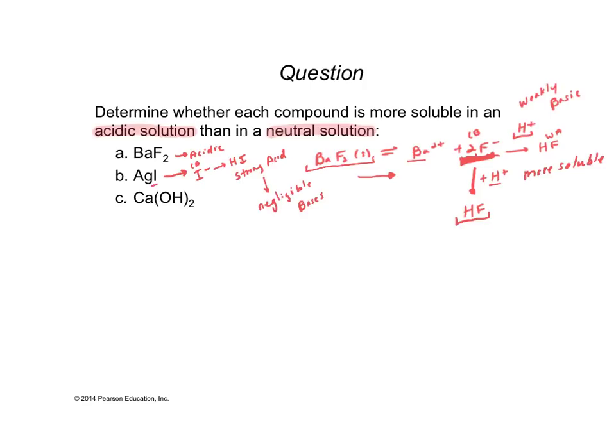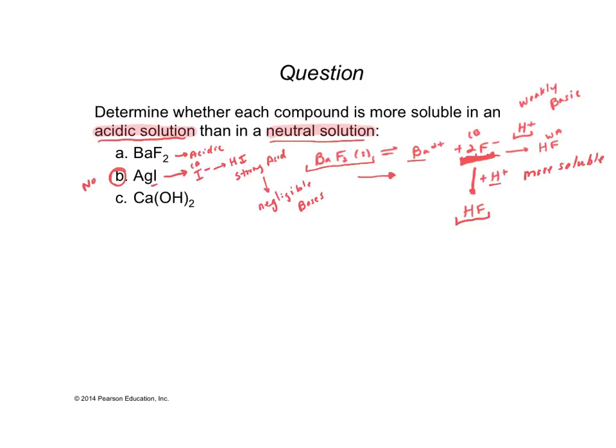So that's kind of a weird way to state this. I think it's mainly asking which one of these would be more soluble in an acidic solution. But for AgI, this would be the same solubility whether or not it was in an acidic solution or a neutral solution. And again, that's because iodide, its anion, is a negligible base because it is the conjugate base of a strong acid. So, no.